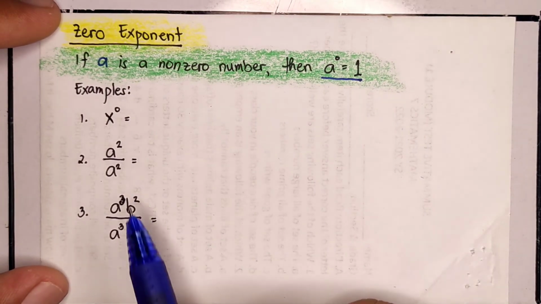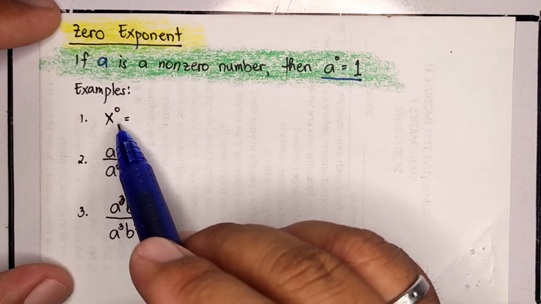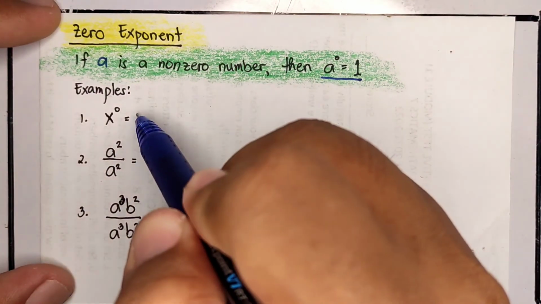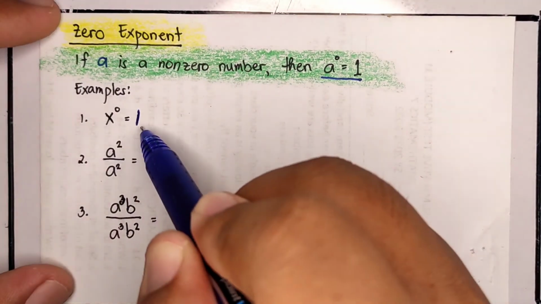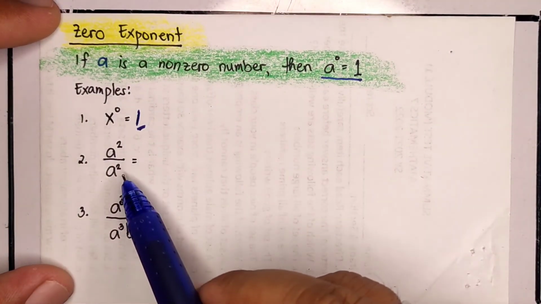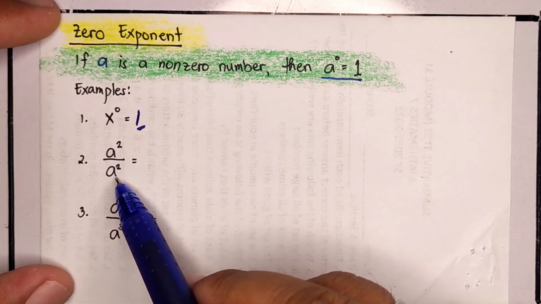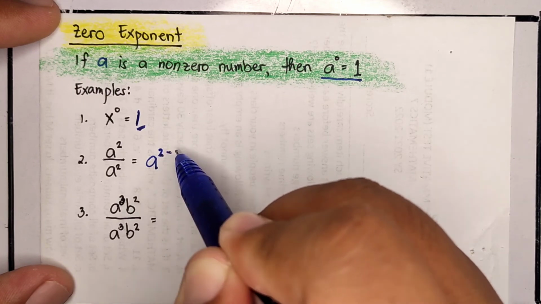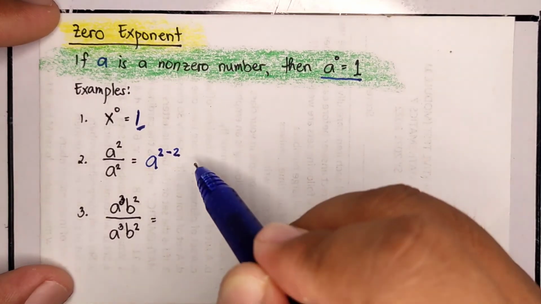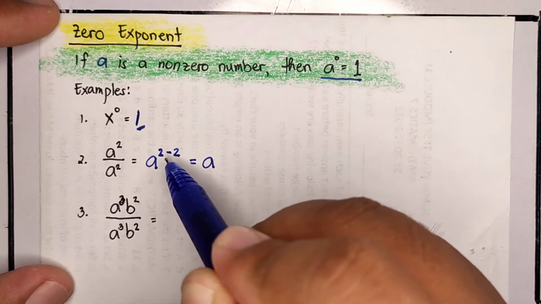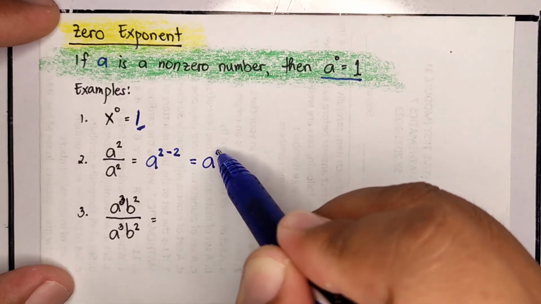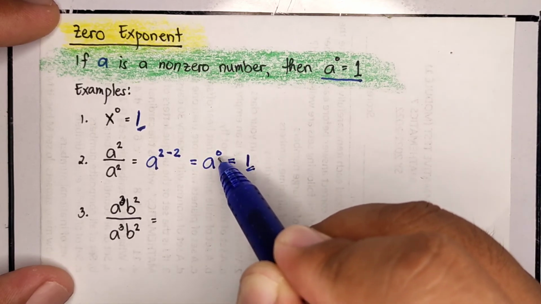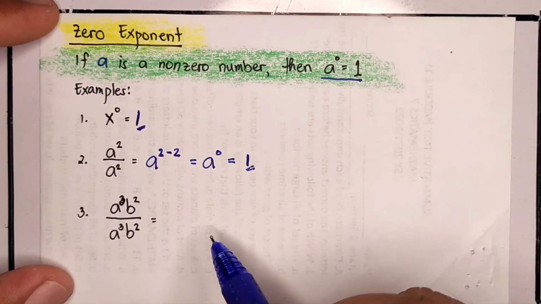Example, x raised to 0. Then the rule says, if the exponent is 0, the answer is 1. Yan, 1. Okay, on this part, a squared over a squared. Simply, a 2 minus 2, that is the quotient rule, equals a 2 minus 2 is 0, and that is equal to 1, because any number raised to 0 is 1.